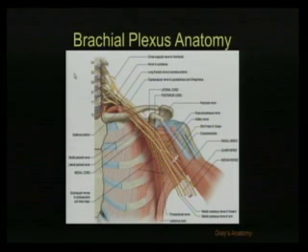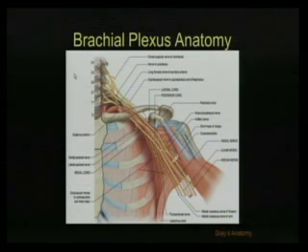A couple of key things to remember in the brachial plexus: C5 and C4 contribute to the phrenic nerve. So if you have diaphragmatic paralysis in a patient, you might be able to localize the lesion based on that history. And then if they come in with a winged scapula, you likely have some involvement of the long thoracic nerve, which innervates the serratus anterior.